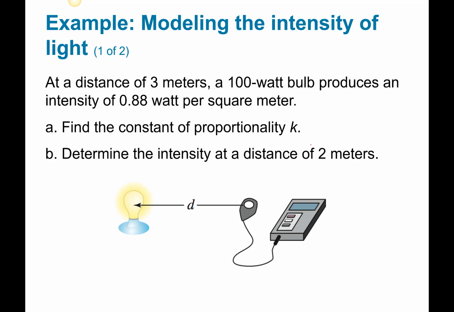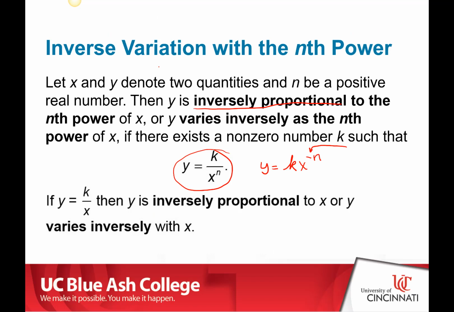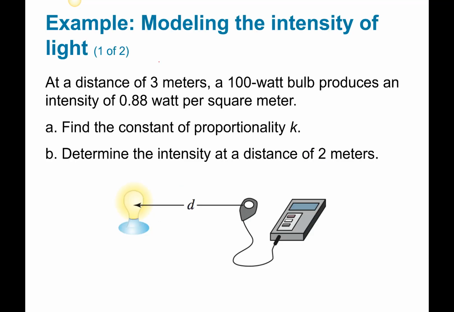Okay. We're told that at a distance of 3 meters, how long is 3 meters anyway? A meter is about the same as a yard. So it's a little bit under 15 feet. Take a shot at it. It's about 9 feet. It's a little bit more than 9 feet. So this isn't a big, long distance.